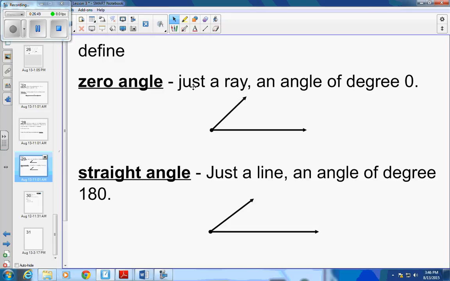Zero angle. So a zero angle is just a ray. If I've got an angle that's measure of degree 0, that means I'm here, and we just have this ray. If I've got a straight angle, I have a line. So 180 degrees, I just have a line. There's not really an angle here. So a zero angle is just a ray, and a straight angle is just a line.